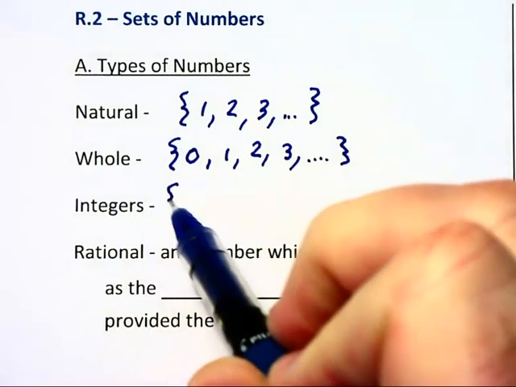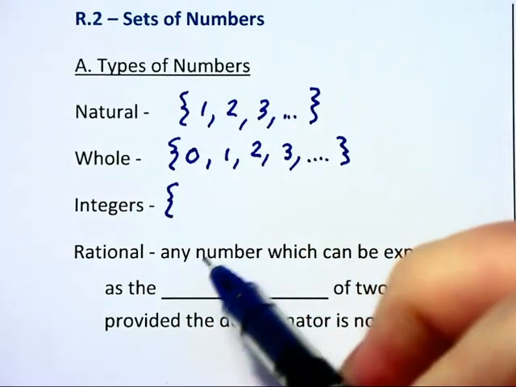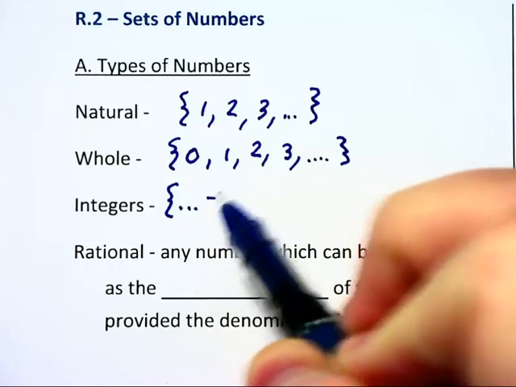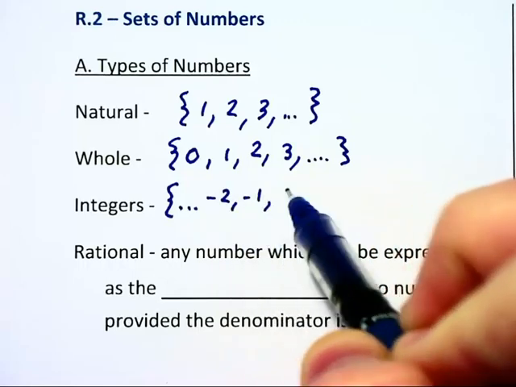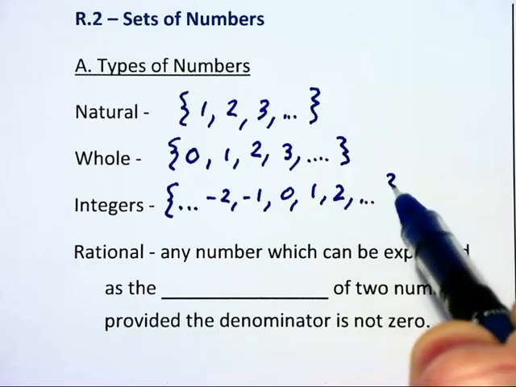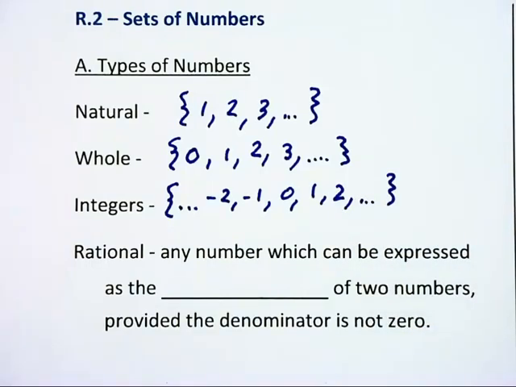Integers are basically all the whole numbers, but include the negative numbers also. So I'm going to start at negative infinity and then go up through the negative numbers through 0 and on to the positive numbers that way. Okay, so those are three main types of numbers that are easy to write out in set notation.